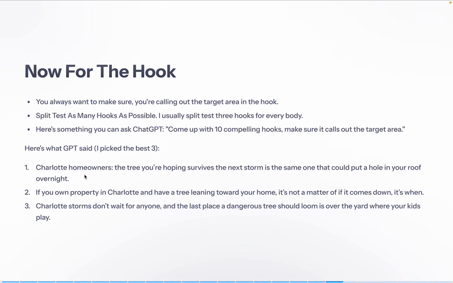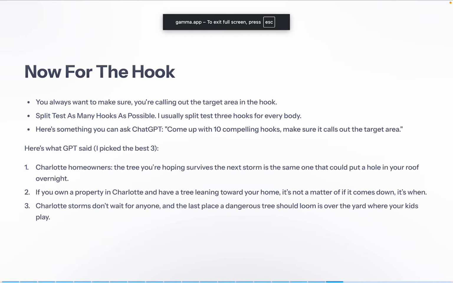Here's something you can ask ChatGPT. Come up with 10 compelling hooks. Make sure it calls out the target area. Here's what GPT said, and I picked the best 3. Charlotte homeowners. The tree you're hoping survives the next storm is the same one that could put a hole in your roof overnight. The next one is, if you own a property in Charlotte and have a tree leaning towards your home, it's not a matter of if it comes down, it's when.